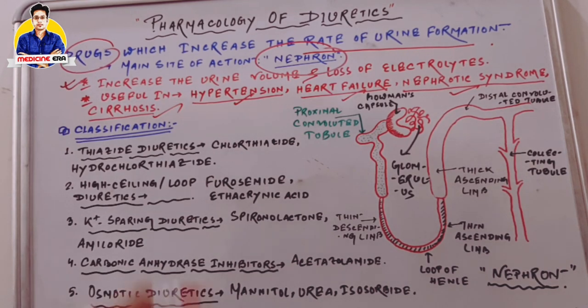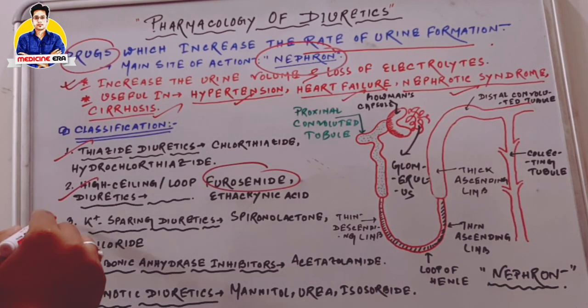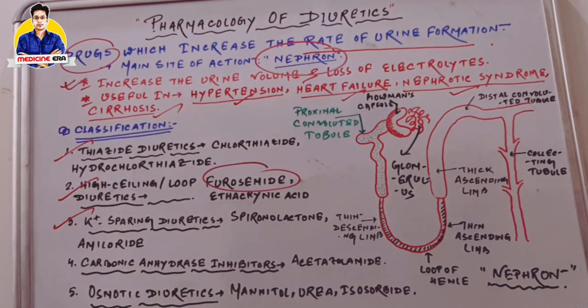So what are the classifications? Mainly they are classified as thiazide diuretics. Examples are chlorothiazide and hydrochlorothiazide. Then loop diuretics, mainly furosemide or ethacrynic acid. In some books it is also written as frusemide. So furosemide and frusemide are both very important and both are the same. The next one is potassium-sparing diuretics. They are spironolactone, amiloride, etc.